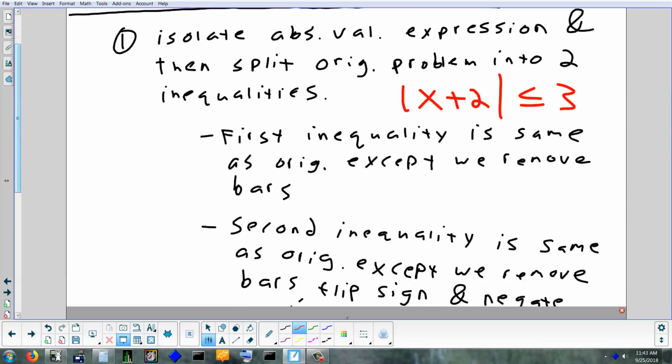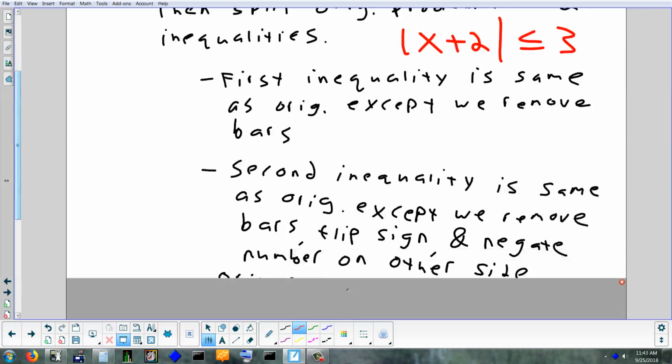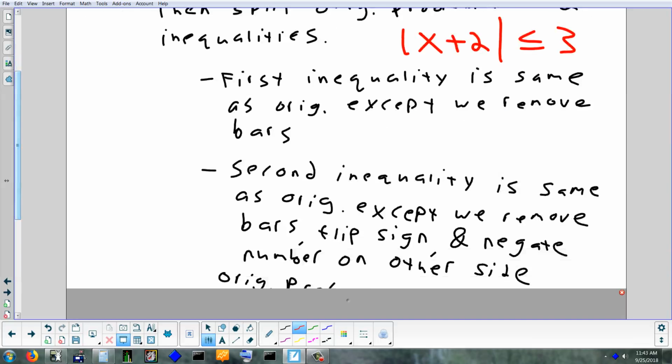The second inequality is the same as the original, except we get rid of the bars. And yesterday we had to make the number on the other side negative. Well, when you make something negative like that with inequality, remember, you've got to flip the sign. Okay, so that's something new that you didn't have to do yesterday.